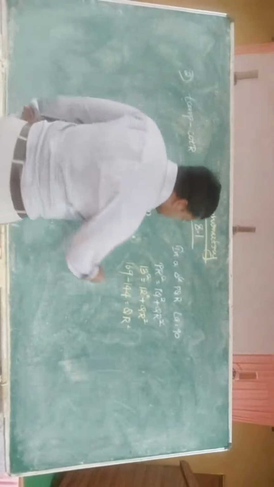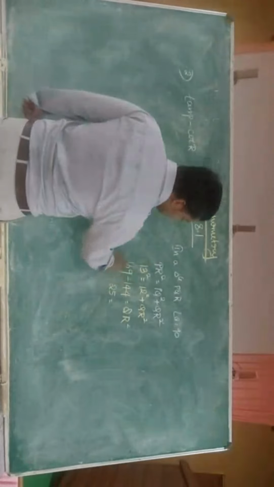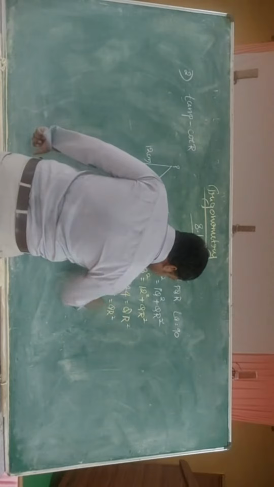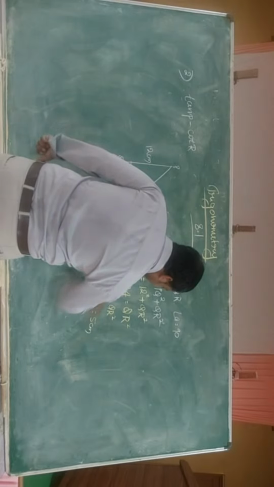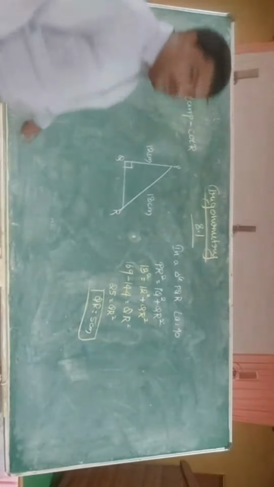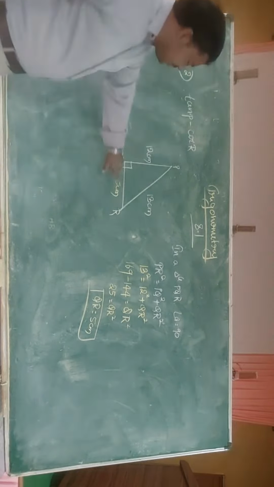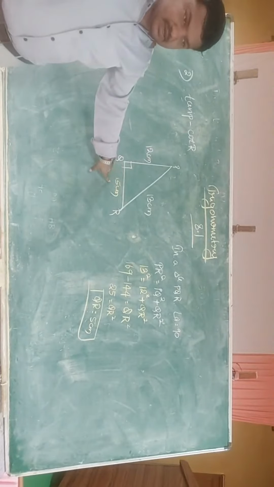169 minus 144 is 25. Correct? 9 minus 4 is 5, 6 minus 4 is 2, 25. Square of QR is 25. So QR is equal to under root 25, which is nothing but 5 centimeter. QR is 5 centimeter. So now I can write the sides of triangle PQR.